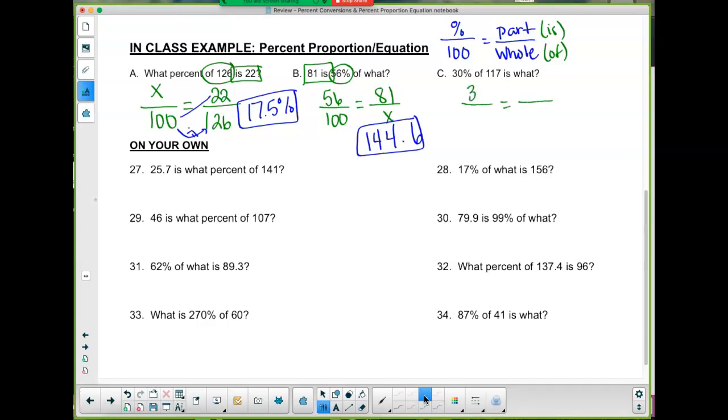Okay. And then the last one here, 30% of 117 is what number? We know the 30% goes over 100. Should the 117 go on the top or bottom? Tyler, bottom. 117 goes on the bottom, x goes on the top. And we solve it. So 30 times 117 divided by 100, you get 35.1. No percent sign, right? Because it's just a number. We already knew the percent. Okay, I don't want you to do all of these problems. I want you to do 27, 29, 31, and 33. Do those 4 problems.